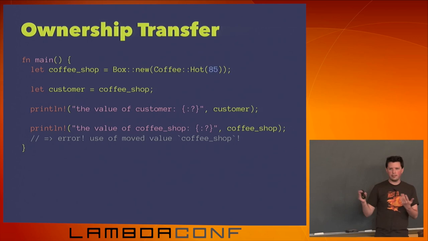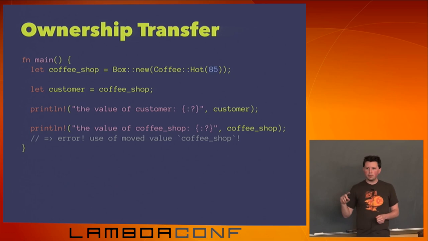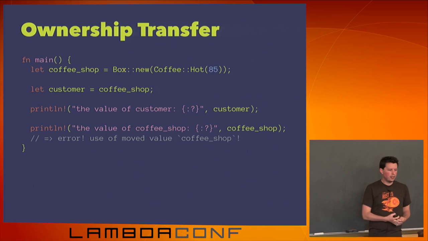And when we assign it to the customer, that will transfer ownership. That will copy that pointer into the customer object or the customer name. And now the customer is responsible for cleaning stuff up. And what we've done here is we've now made accessing the coffee shop, the old owner, invalid, because we can't rely on it for anything anymore. And it becomes a compile time error to access it at all.